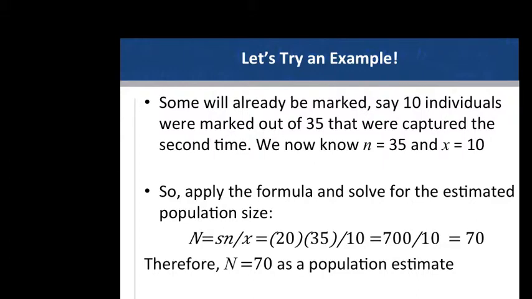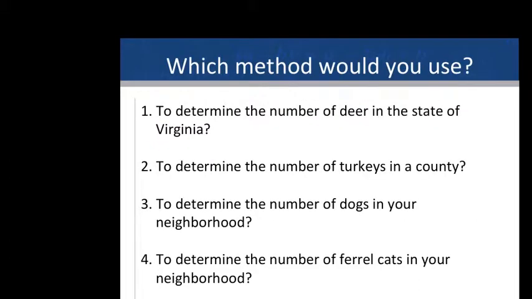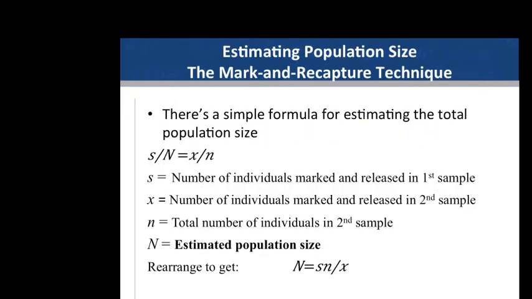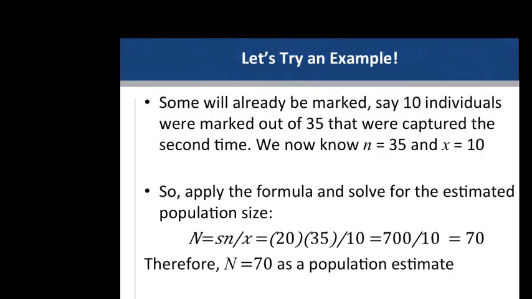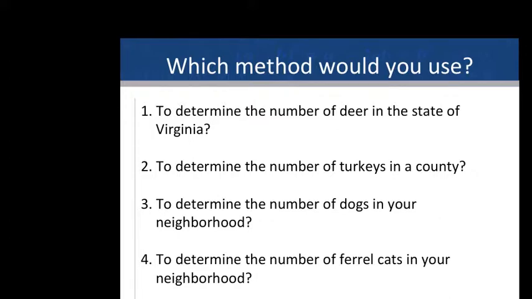And we're going to apply the formula that I showed 2 slides back. So we would multiply the first sample, 20, times the second sample, 35, divided by x, which was the number of individuals that we found marked in the second group. And that would be 700 divided by 10. And we would end up with an estimate of this population of 70. So if you have questions about any of that, which we just did, you're going to want to go back to this slide here, take a look, make sure you understand what it's asking you, and being able to plug and chug the numbers. And so which method would you use?